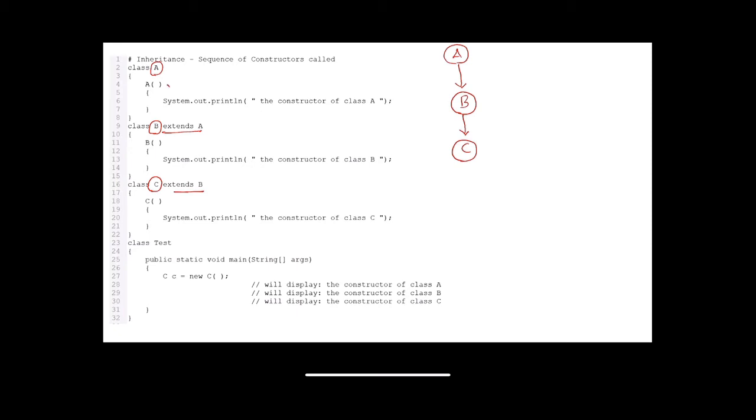In my A class, I'm defining my constructor A where the value is printed as the constructor of class A. In my B class, I'm having a constructor B, default constructor, which will print the value of the constructor of class B. Similarly, in class C, I'm having a constructor of C class, default constructor, which will print the constructor of class C. Now, I'm having my main method in which I'm creating an object C of C class and I'm calling a constructor. So what will be the result?